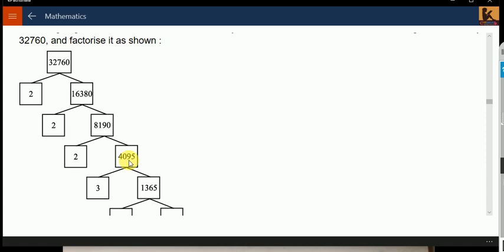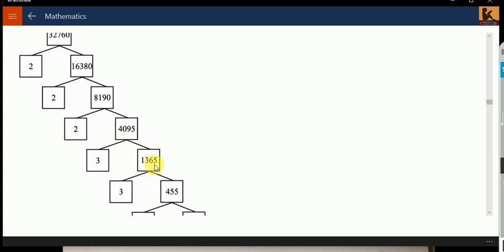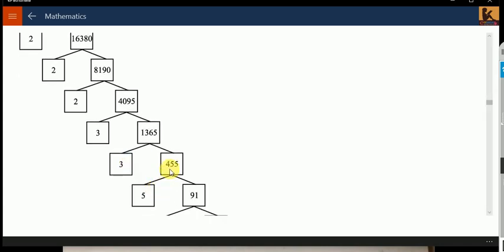Now 4095. The smallest number by which it can be divided is 3, because the last digit is 5. Either it will be divided by 5 or by 3. Then next it becomes this. This also has last digit 5. It can be divided by 3 or 5, the smallest number by which, though it can be divided by other bigger numbers also. So the number will be this.